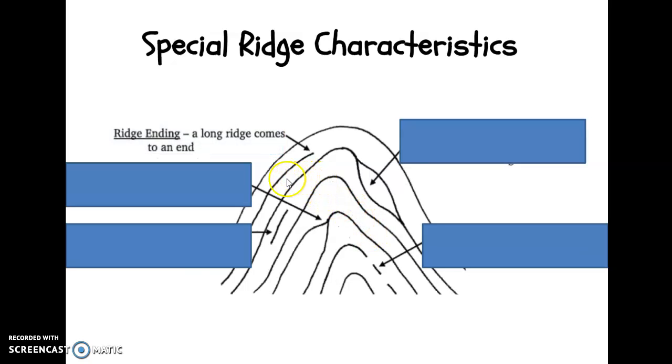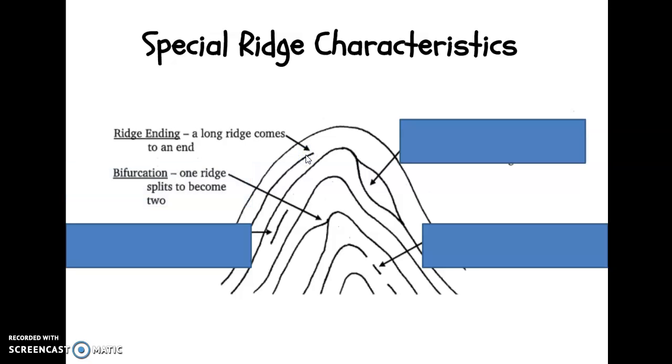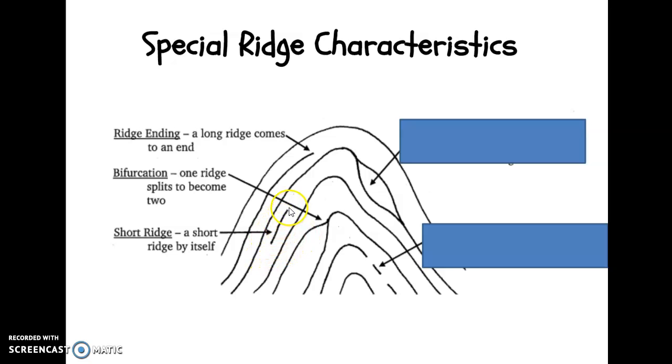You have an ending ridge. This is when you have a long ridge that just comes to a stop, and the raised section just ends. Then you have a bifurcation. A bifurcation is when one ridge splits into two, so it divides and there become more ridges. Then you have a short ridge, which is what this one is right here. It is a ridge that is fairly short. It doesn't go on for a long way.